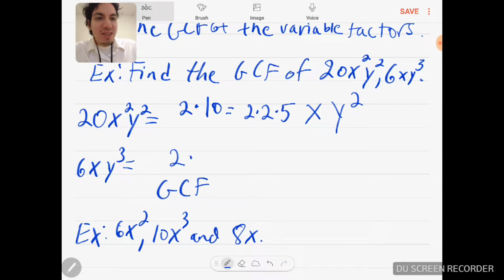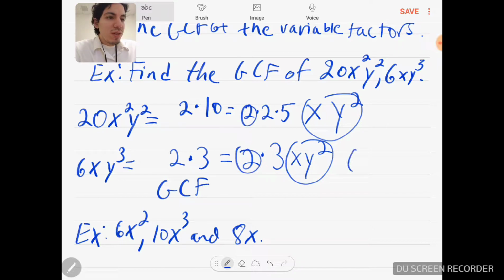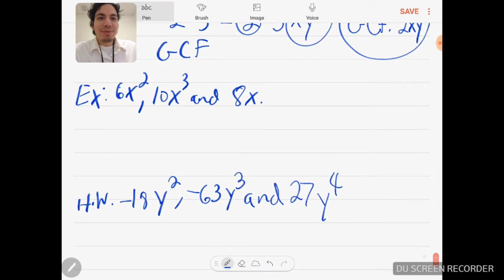Now we look at 6, it's 2 times 3. So therefore, the GCF would be 2 times 3. This would be x, and this would be y squared. So we have a y squared here for the GCF, and the only thing we have in common will be 2. So then the GCF would be 2xy squared as your GCF, or your greatest common factor. Okay? These are the things that they have in common.